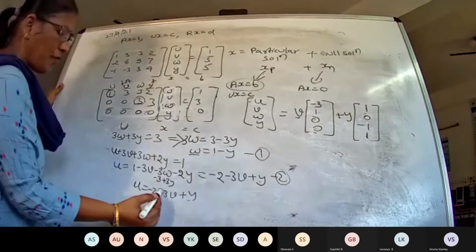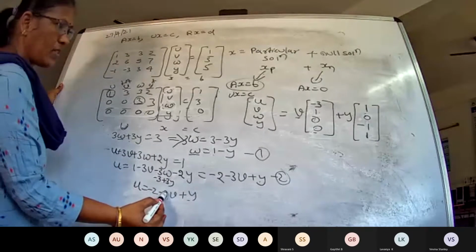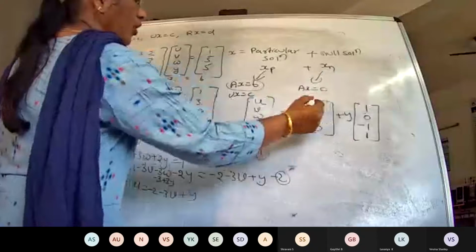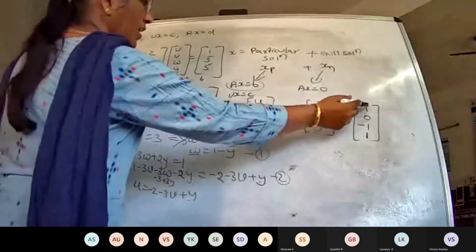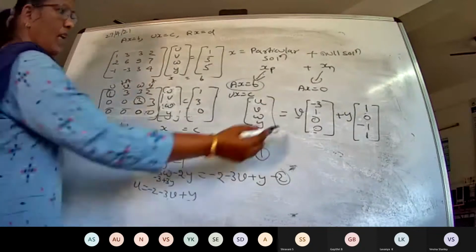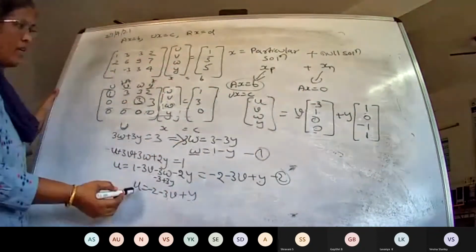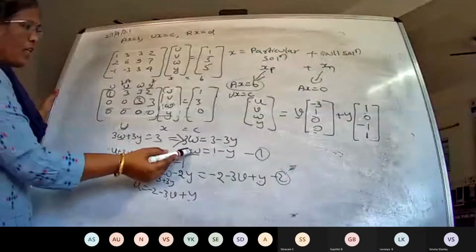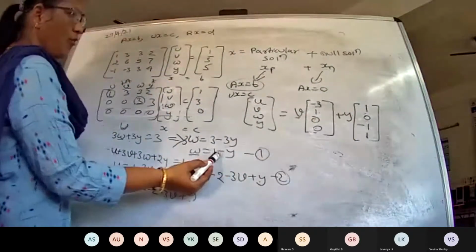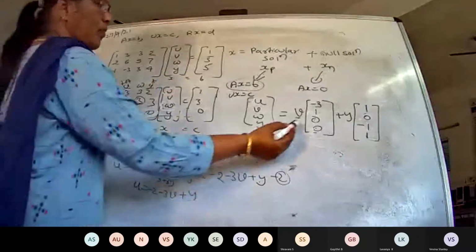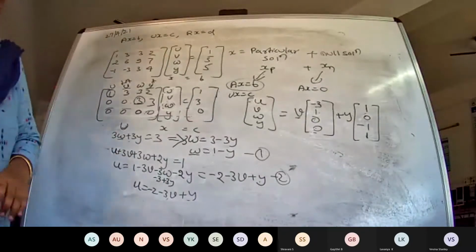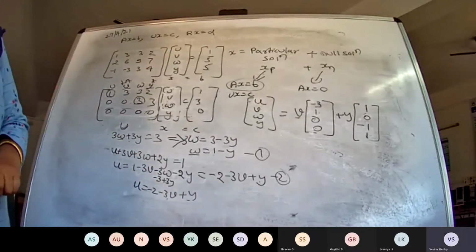So first I will complete this. Coefficients in U: V is minus 3, Y is plus 1. That I will write down. And here, for the coefficients of W, W comes in the third row. So what is the coefficient of V in this? V is 0, Y is minus 1. Is it clear? Yes, ma'am.